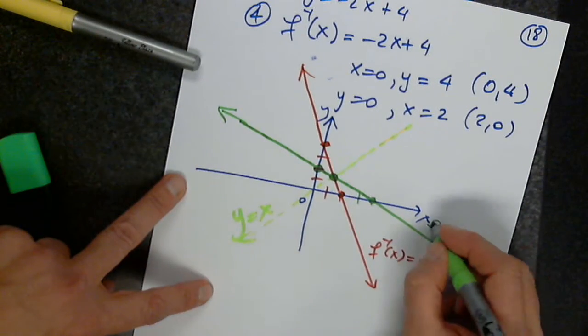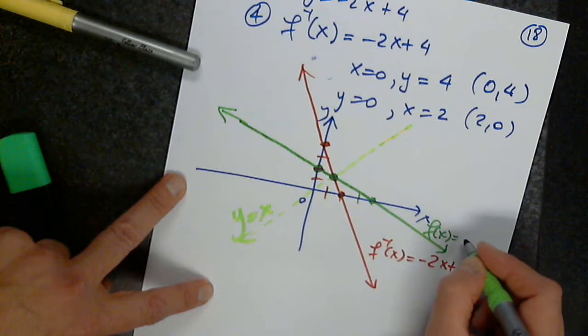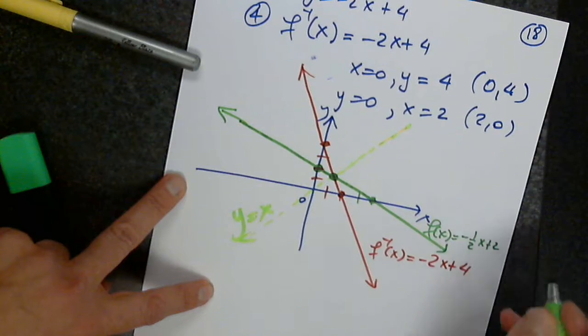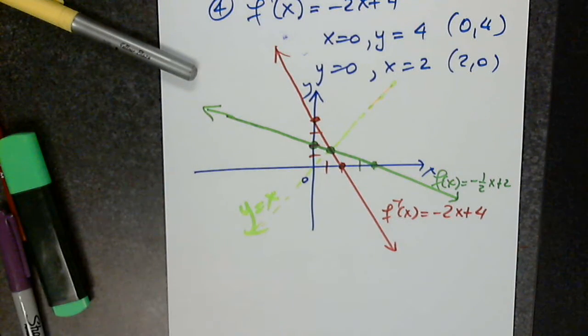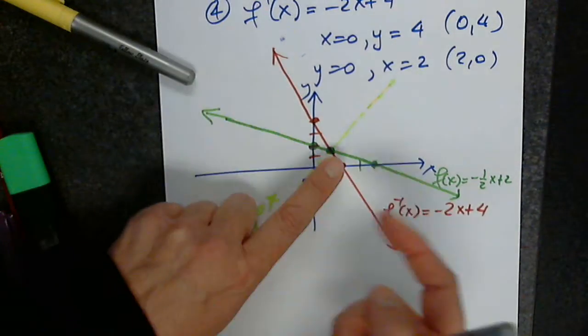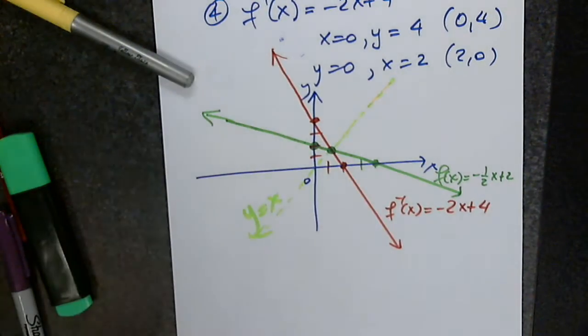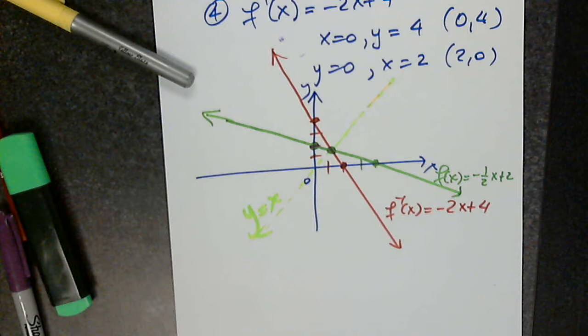So this is the function, which is negative 1/2 x plus 2. And yes, you can fold this graph. This is symmetric here, and this is symmetric here. Any questions? Any questions?